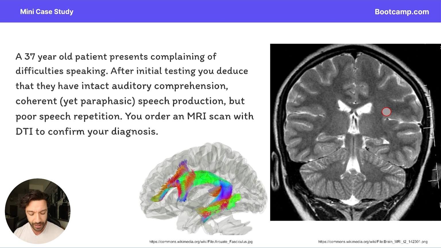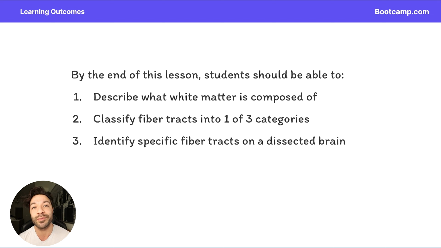So you order an MRI with a DTI scan to confirm your diagnosis. And we're going to be circling back to this case at the end of this lesson to understand what exactly is going on here. So first, we have a couple of learning outcomes. By the end of this lesson, you should be able to describe what white matter is, what it is composed of. You should be able to classify fiber tracts into one of three categories, as well as identify specific fiber tracts on brain images and brain scans.